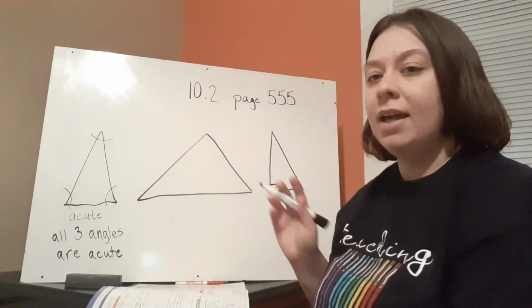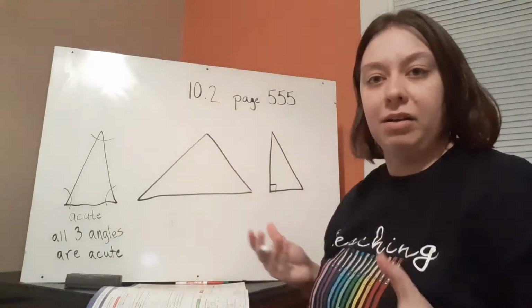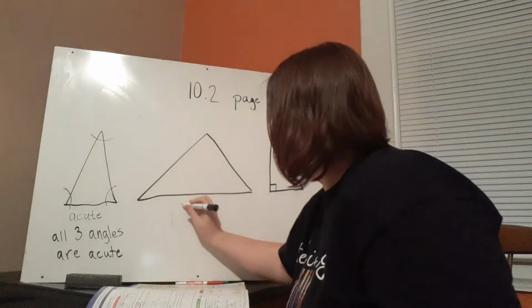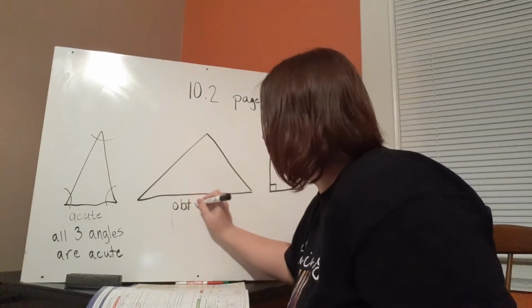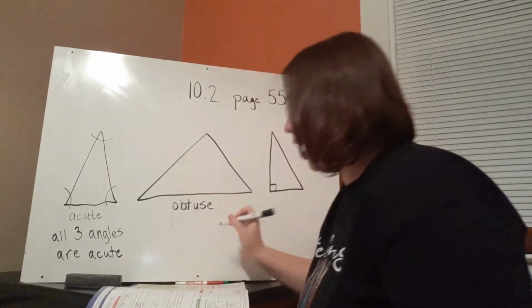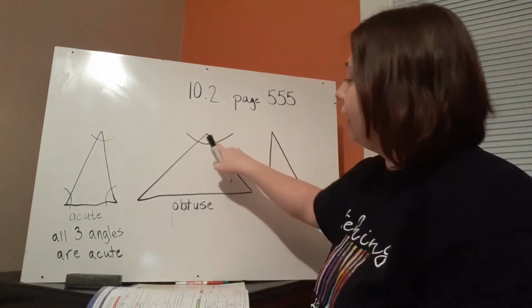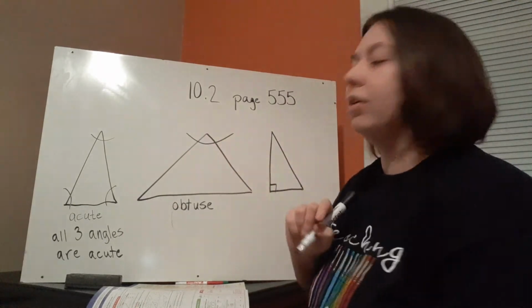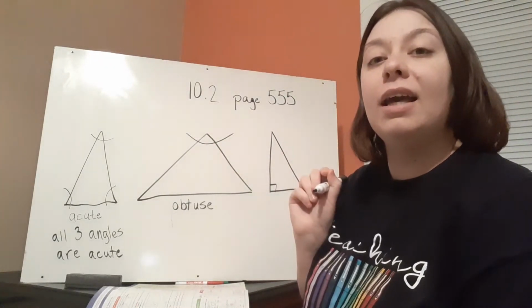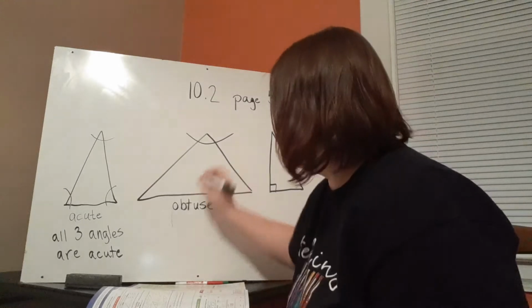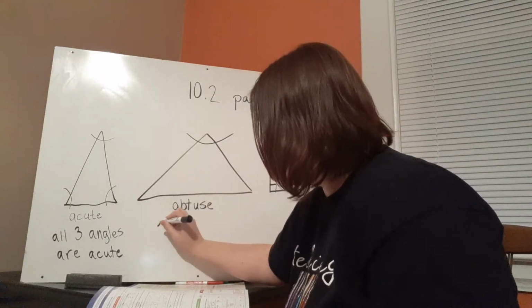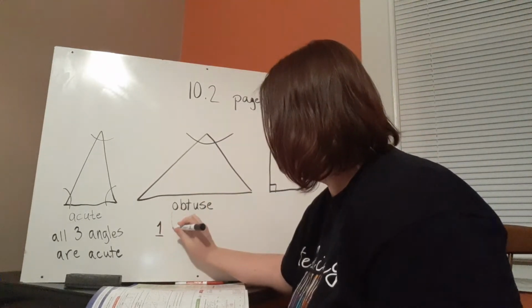Now, if we look in the middle here, we have an example of an obtuse triangle. And that is because at least one angle, one of these angles, is big. One of these angles is an obtuse angle.